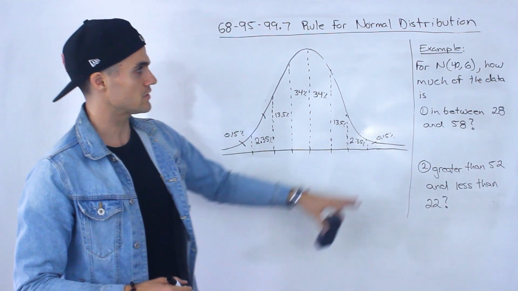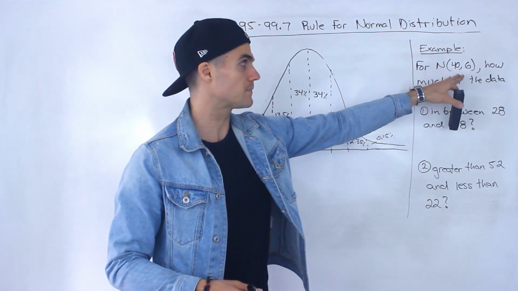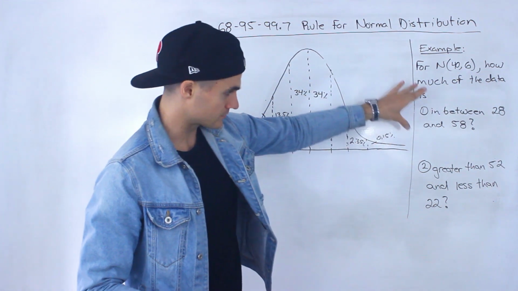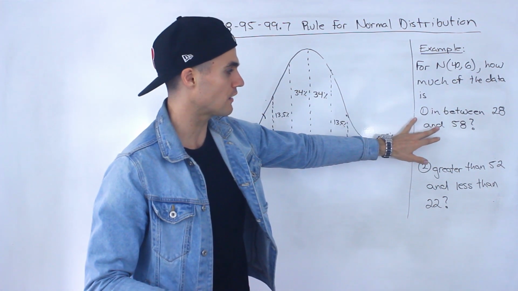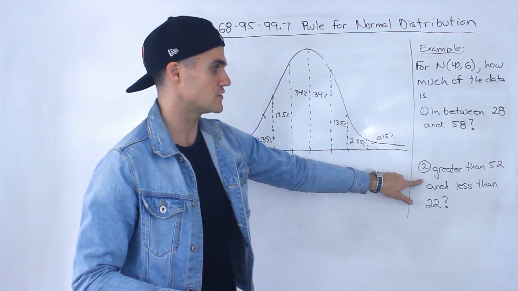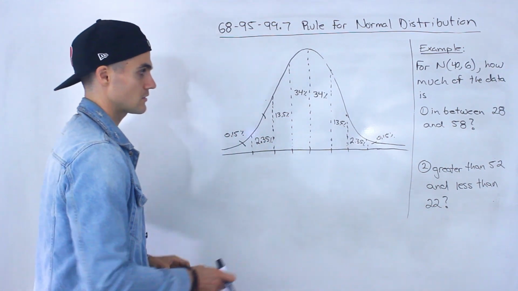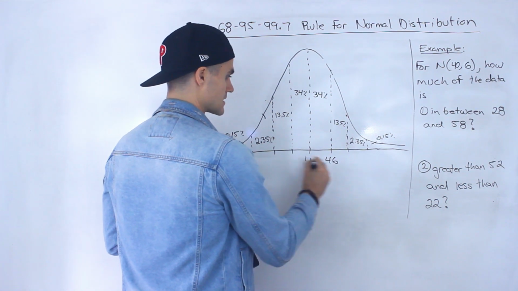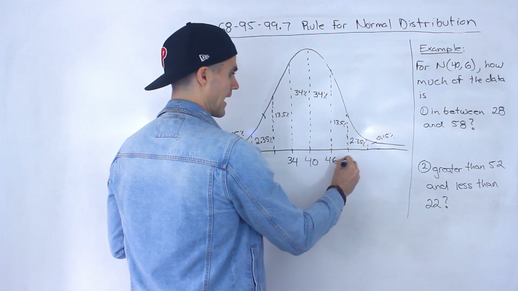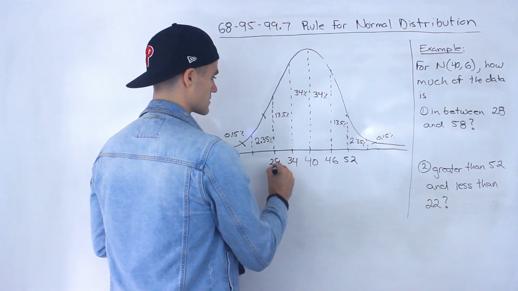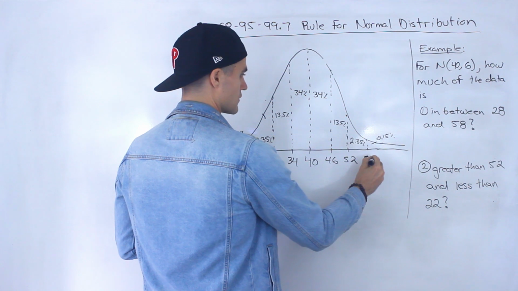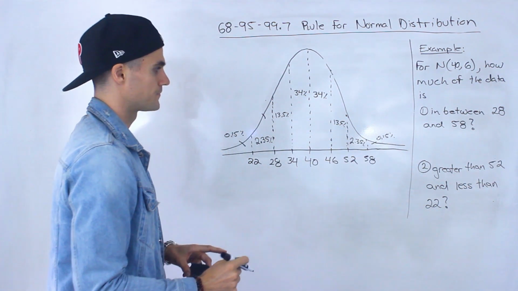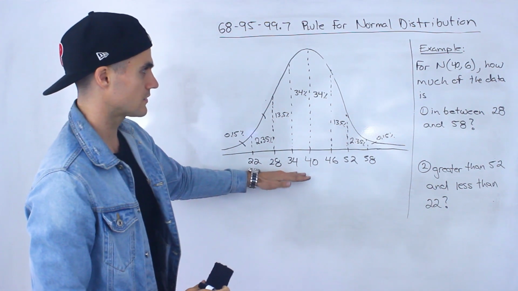Let's try another example. So let's say we have a normal with a mean of 40 and a standard deviation of 6. How much of the data is, we've got two questions here, in between 28 and 58, and greater than 52 and less than 22. So let's fill in this axis here. We've got 40. If we add 6, subtract 6, add 6, subtract 6, add 6, this would be 58, and then subtract 6, this would be 22, like that. So now we've got more detail here on the axis.